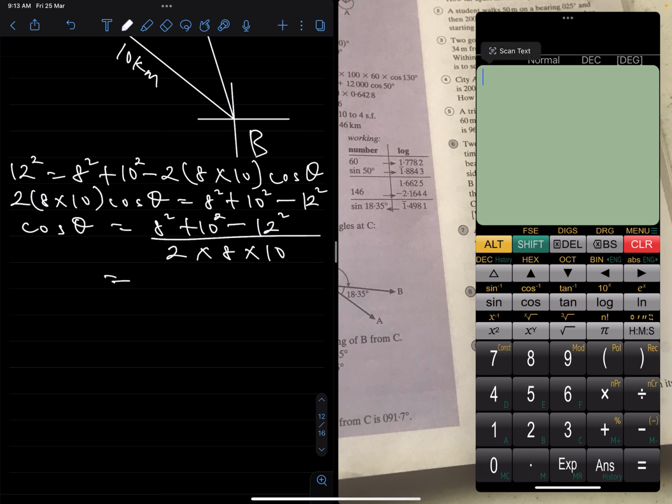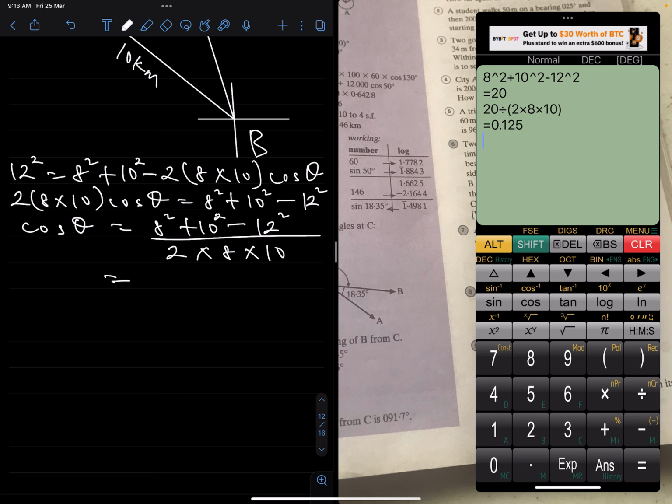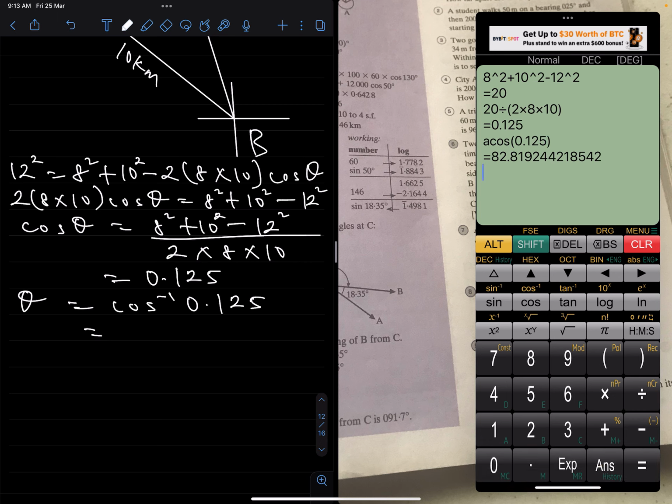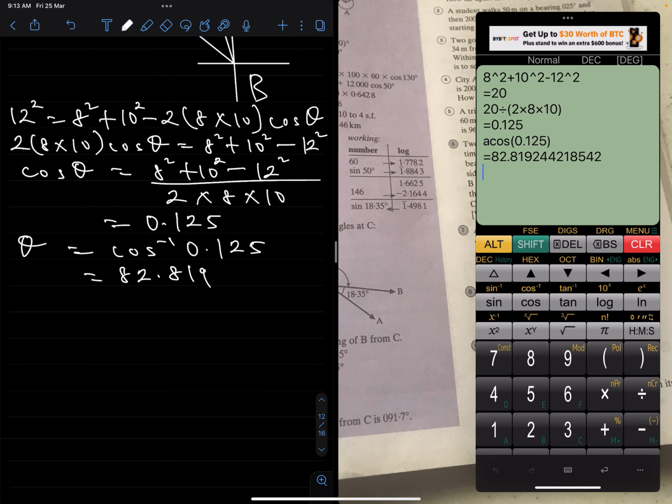That simply means 8 squared plus 10 squared minus 12 squared, that's 20, divided by open bracket 2 times 8 times 10, and that's 0.125. That simply means theta is the cos inverse of 0.125. Let's find the cos inverse of our answer. That's 82.819.